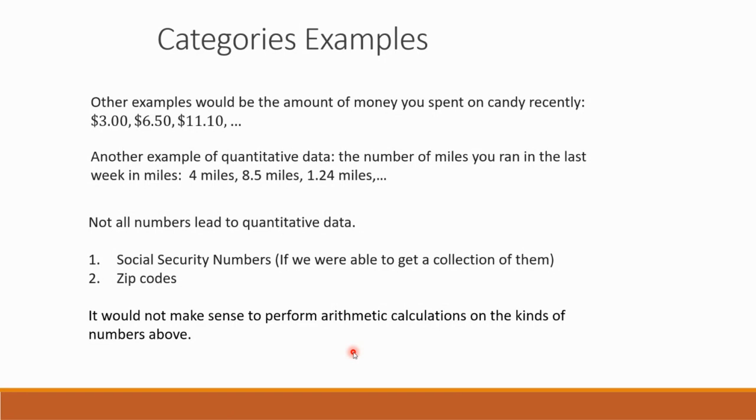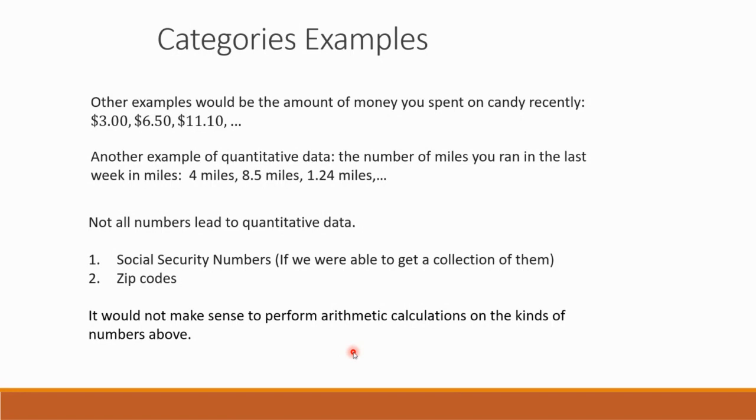Or zip codes, right? That also is not quantitative data. Or telephone numbers also. Again, there are many examples of numbers that are not quantitative data, they're qualitative data. It would not make sense to perform arithmetic calculations on them. Okay. That's what I'm trying to say.